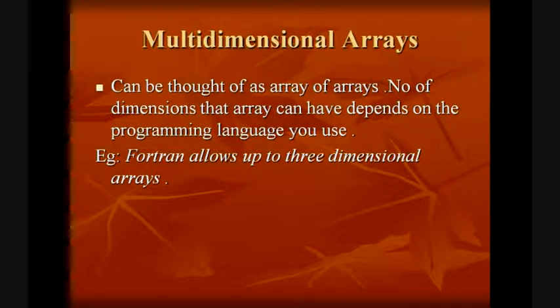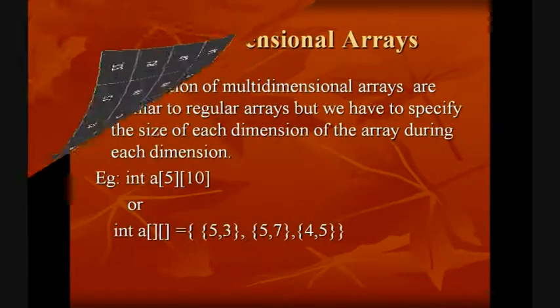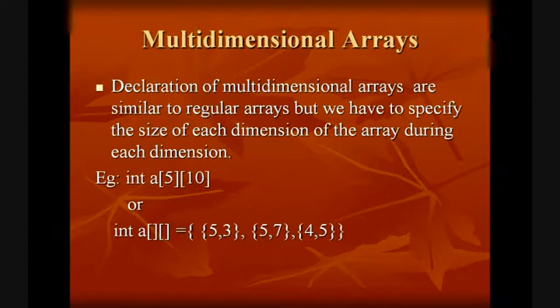A multi-dimensional array can be thought of as an array of arrays. The number of dimensions you can have depends on the programming language you use. This array shows how a two-dimensional array may look when values are stored. Declarations of multidimensional arrays are similar to regular arrays, but we have to specify the size of each dimension of the array. The example shows how a two-dimensional array should be declared.